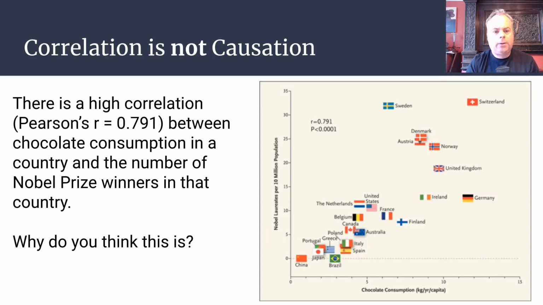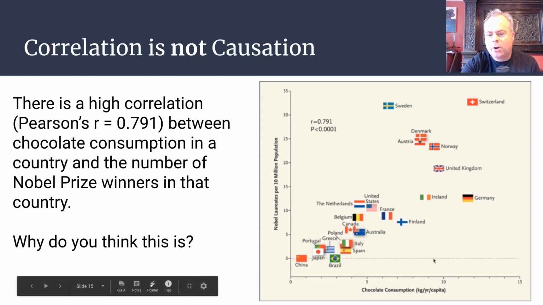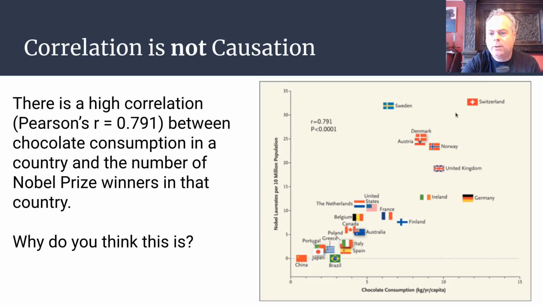So I want to go back to the point I made earlier that correlation is not causation, and you can't think of it and shouldn't think of it in any sort of causal sense. And here's a nice real world example. So there's a high correlation, Pearson's R of almost 0.8, between chocolate consumption in a country and the number of Nobel Prize winners in that country. So you can look at the visualization here, and you can see as chocolate consumption goes up, number of Nobel laureates goes up as well.